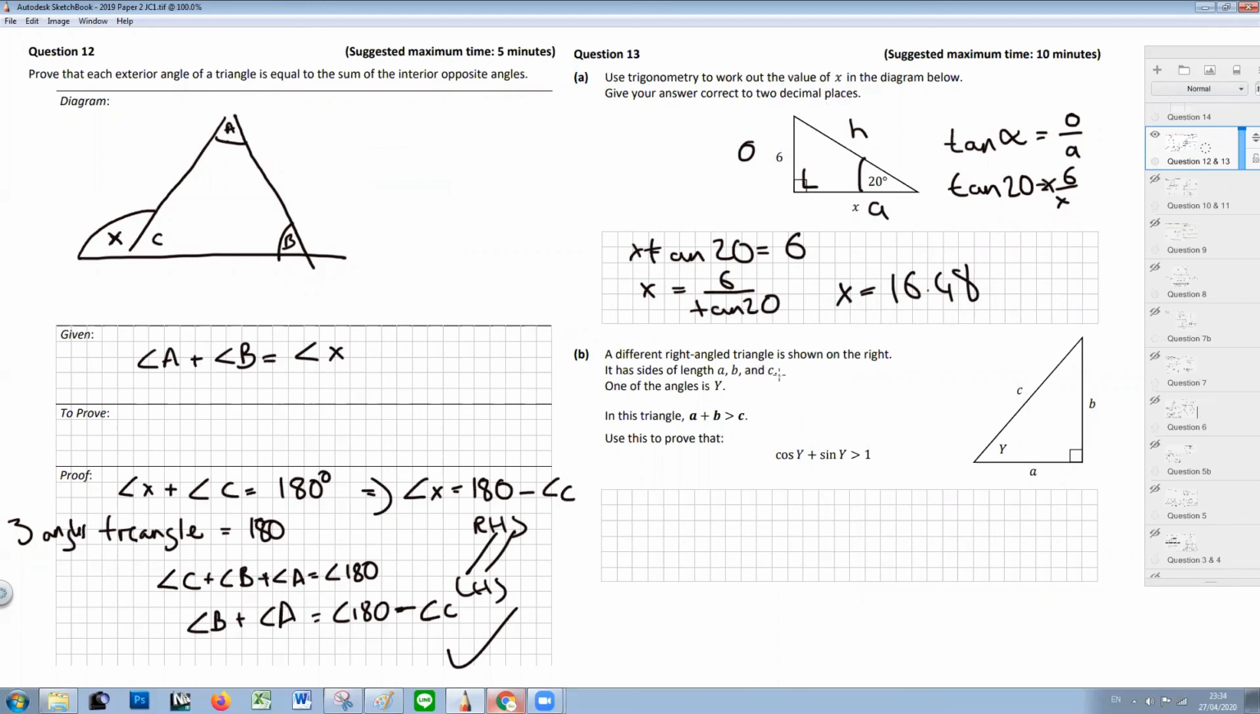A different right angle triangle is shown on the right. It has sides of length A, B, and C. One of the angles is Y. In this triangle, AB is greater than C. So A plus B is greater than C. Use this to prove that cos Y plus sine Y is greater than 1.